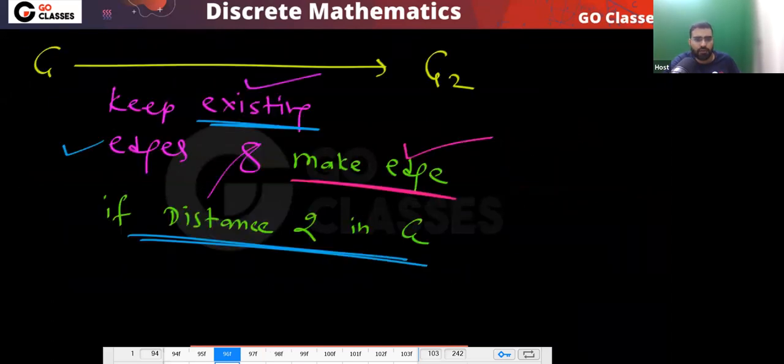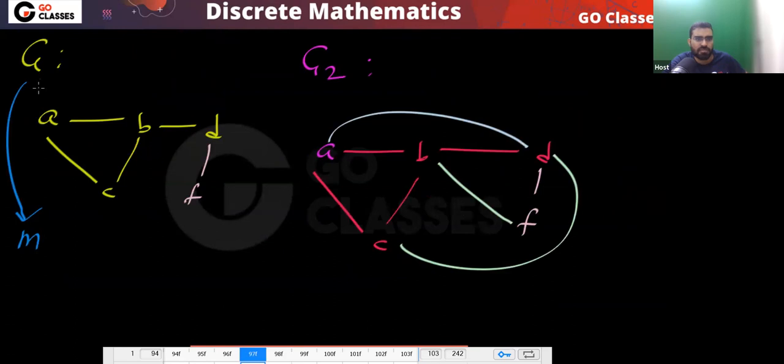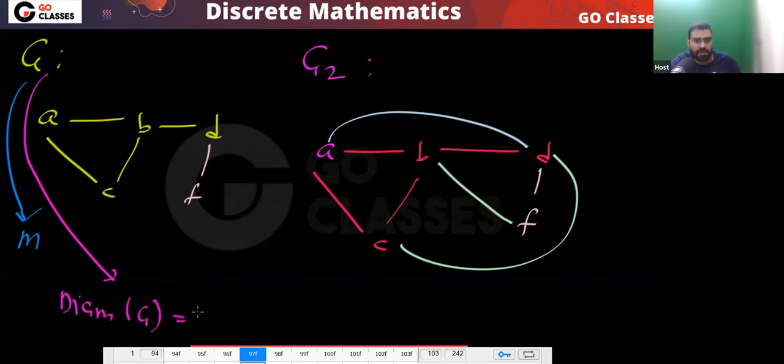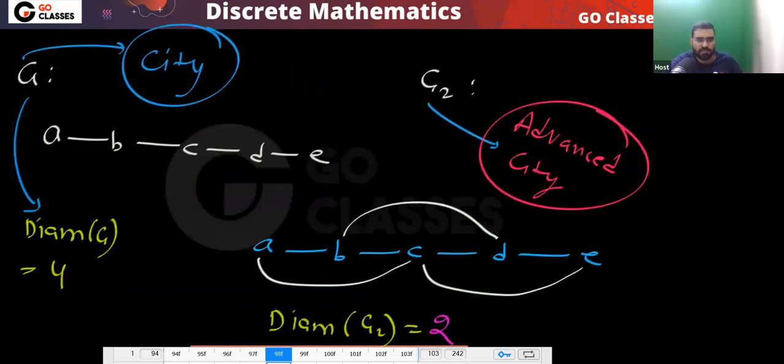So very simple. Like for example, consider this graph. What is the diameter of G in this graph? In this graph, the diameter is basically 3. That is the diameter. Okay, what is the diameter of G2? You can see diameter will be 2. For this G2, the diameter is 2. So you can see this from these options.